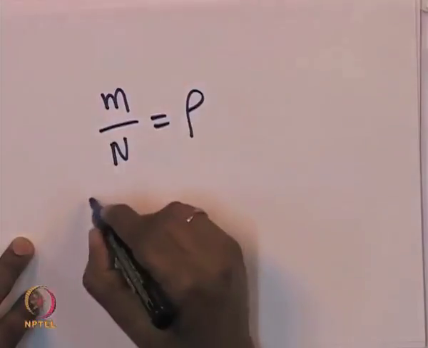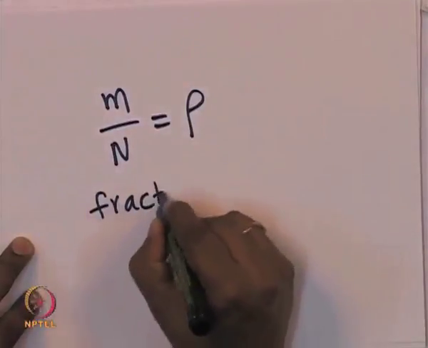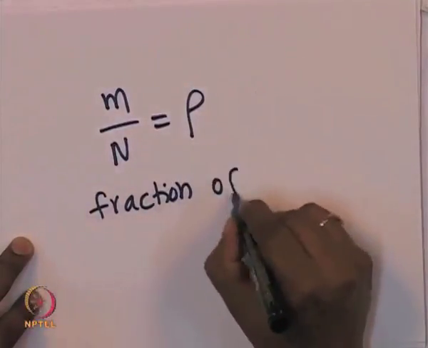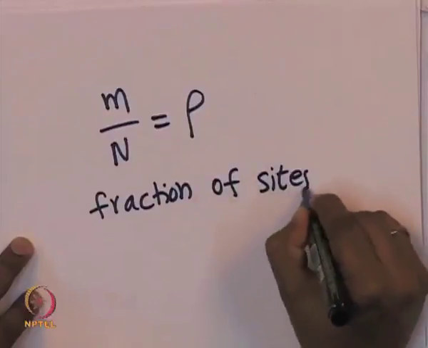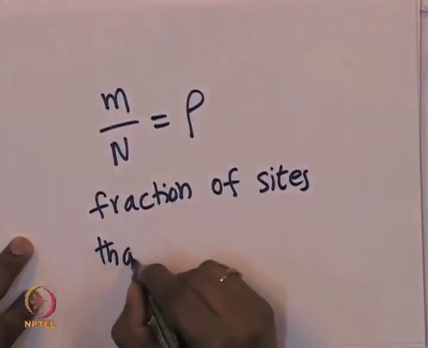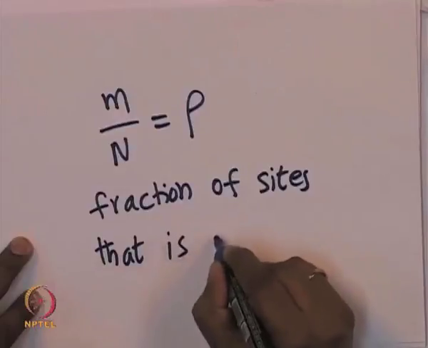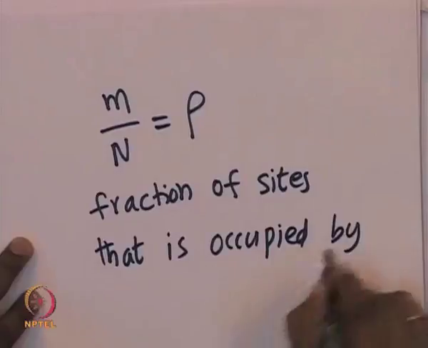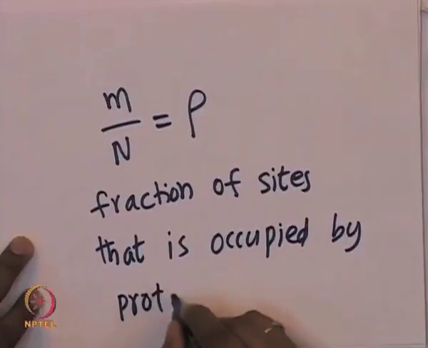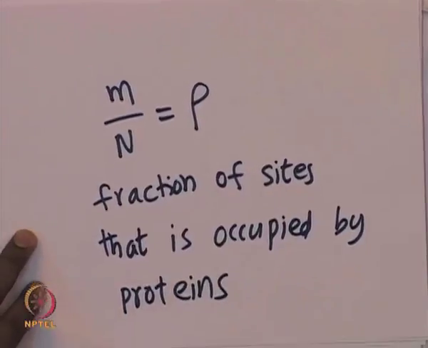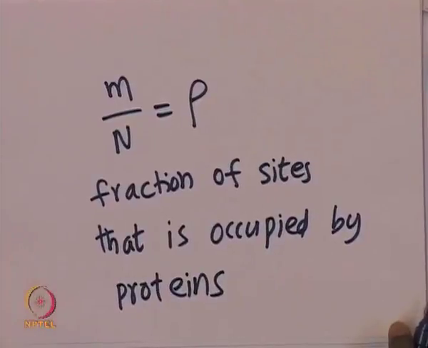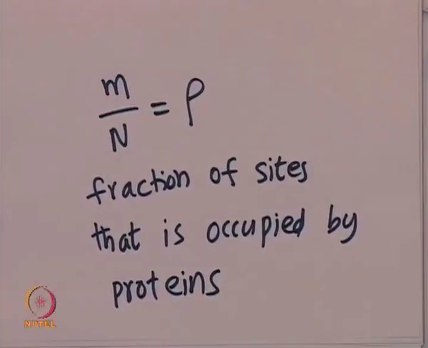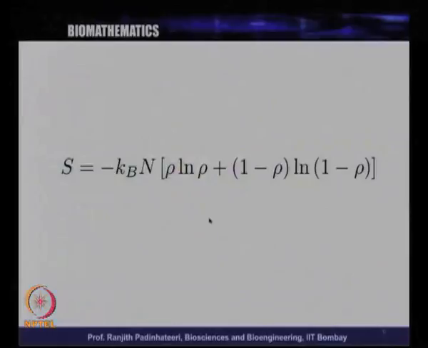is basically the fraction of the sites that is bound by protein. So, this is the fraction or the density of sites that is occupied by proteins. Fraction of sites that is occupied by proteins. So, that is m by n, and if you use this definition, S can be rewritten in this particular way.